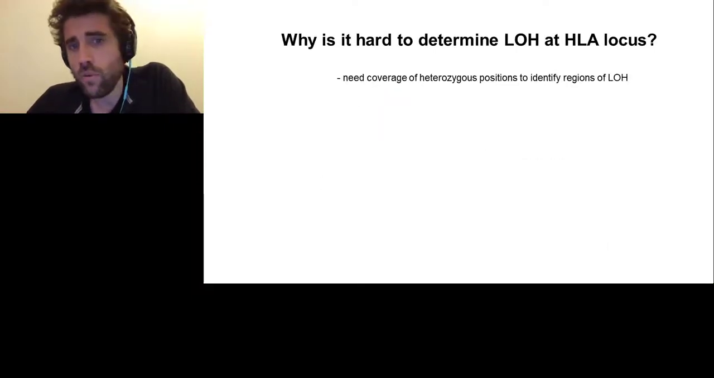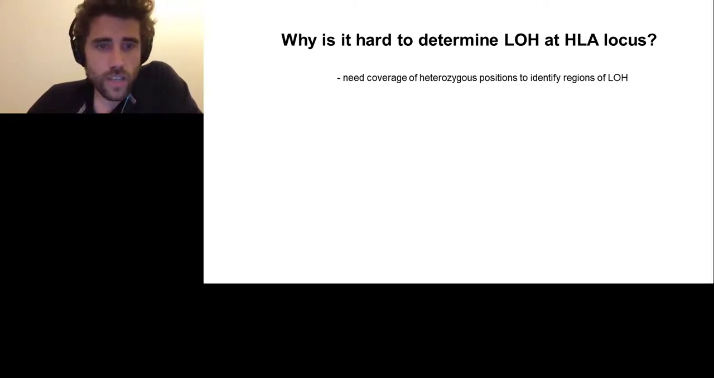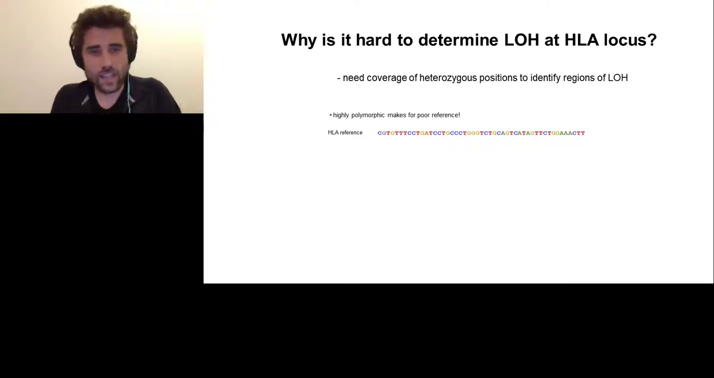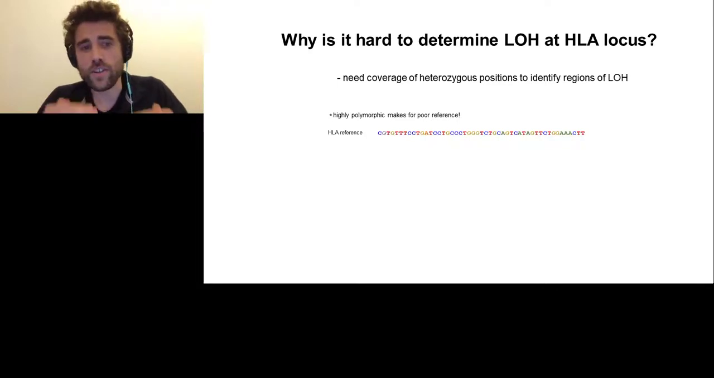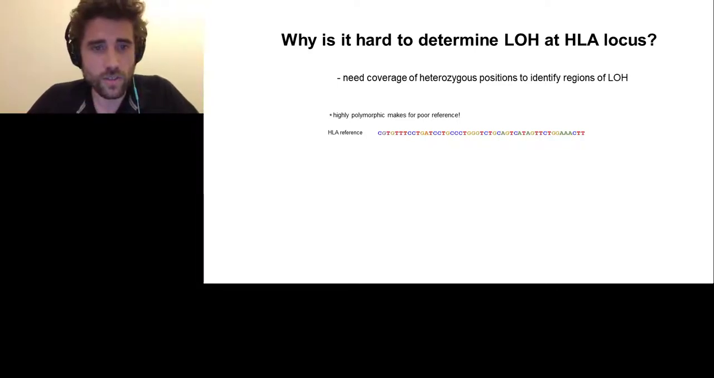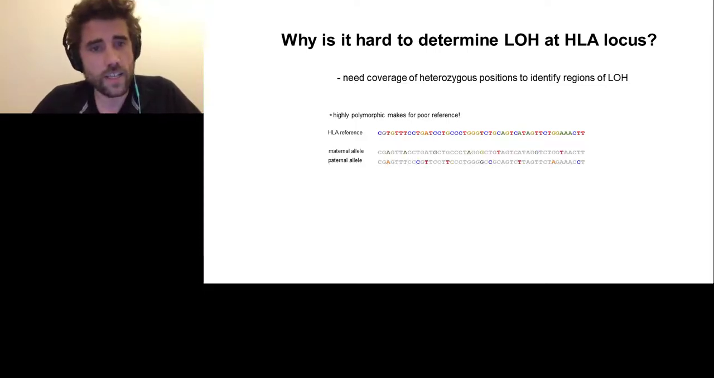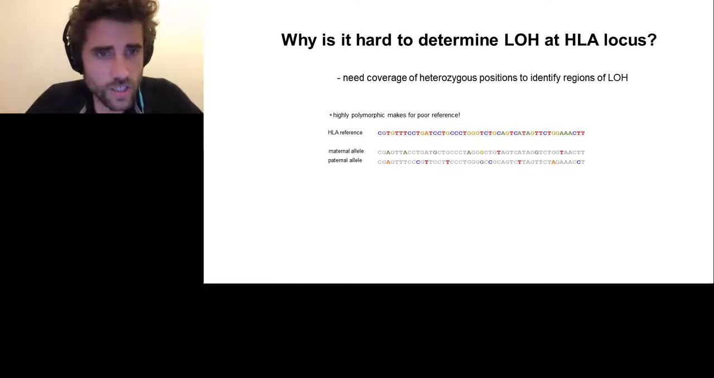And the highly polymorphic nature of the HLA means that the standard reference genome is not very good, because the HLAs from a given patient's tumor may be quite different from the HLA reference. If you use a reference genome, it could be very different from the actual HLA alleles the patient harbors, because it's so polymorphic. So when you align sequencing reads to the standard HLA reference, essentially these don't align. This means that you get very poor coverage at the HLA gene.